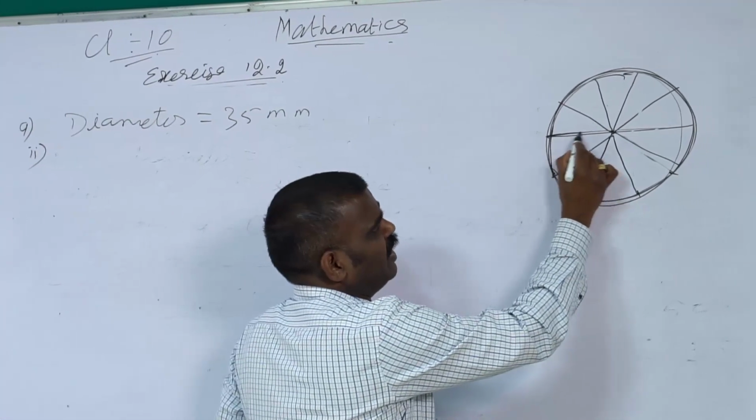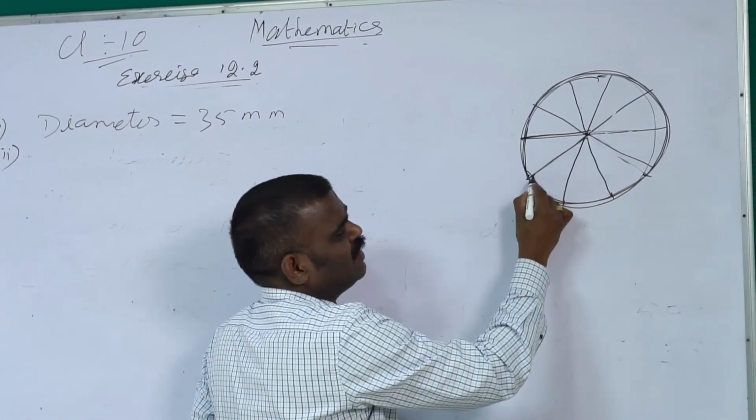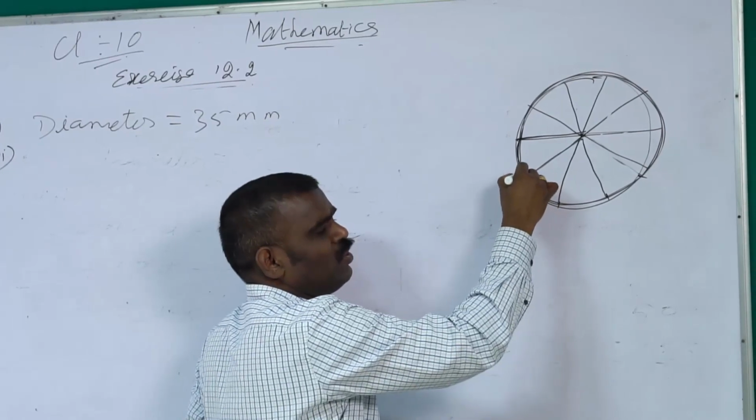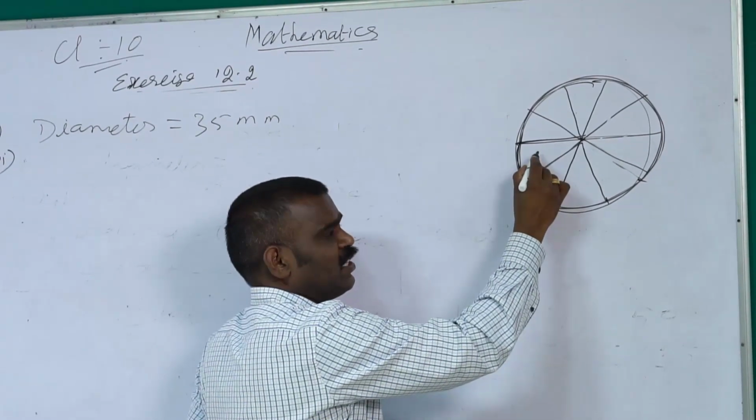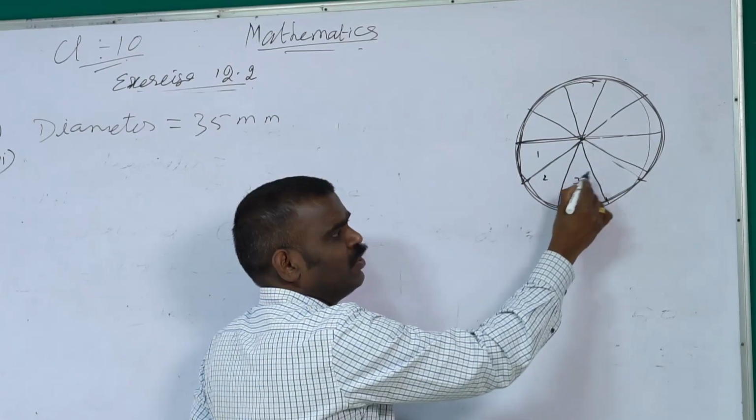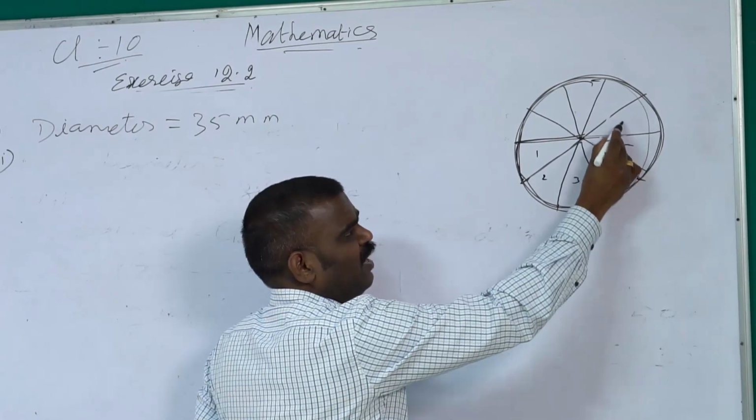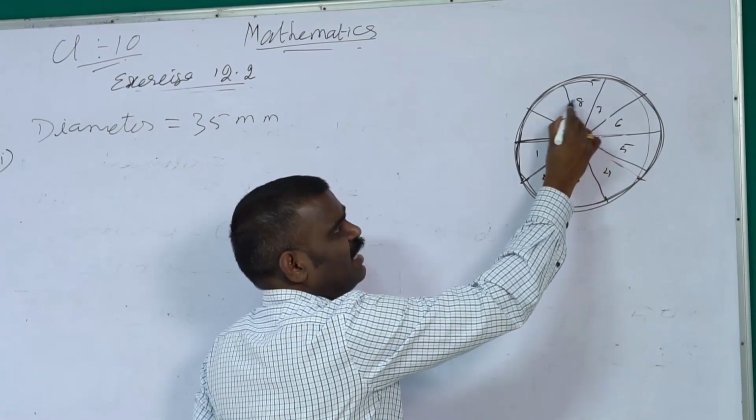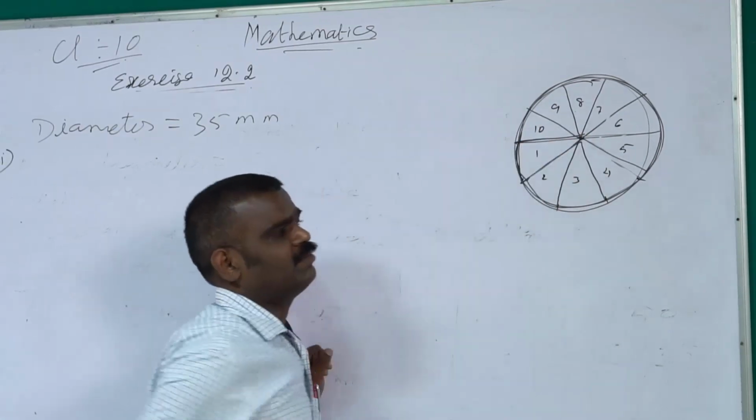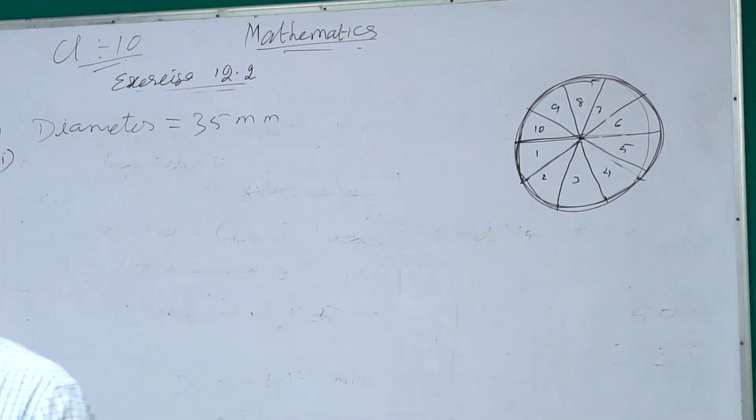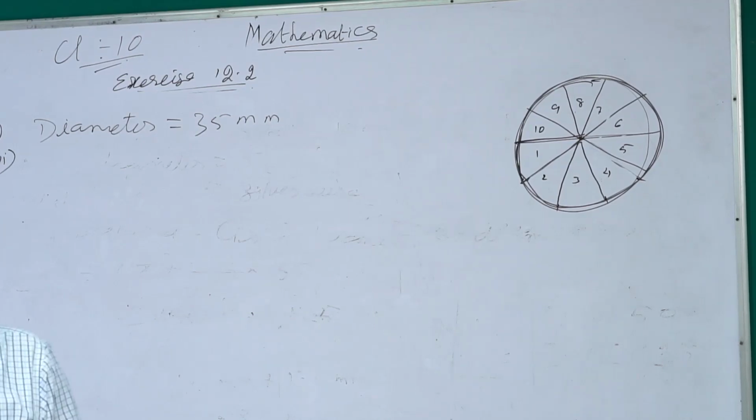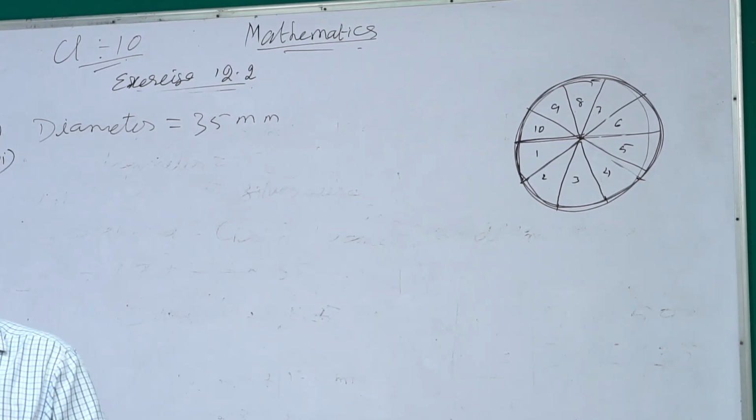What do you call this figure? This is radius, this is radius, this is arc. So, what do you call it? Sector. Sector number 1, 2, 3, 4, 5, 6, 7, 8, 9, 10. There are how many sectors? 10 sectors of equal size, right? All the 10 sectors are equal.